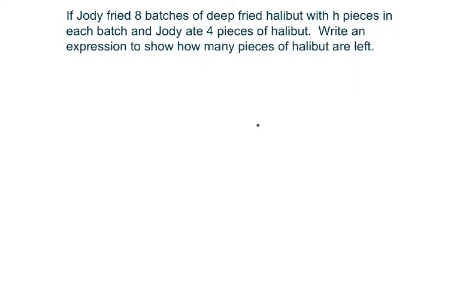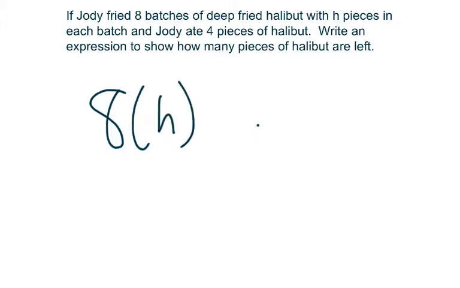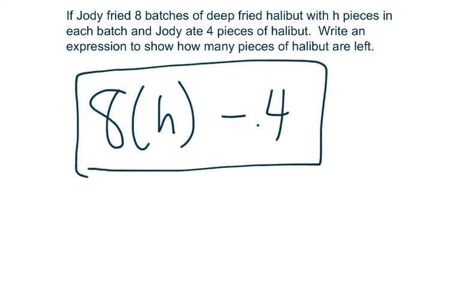Next, Joey fried 8 batches of deep fried halibut with 8 pieces in each batch. And Jody ate 4 pieces of halibut. Write an expression to show how many pieces of halibut are left. So she did 8 batches with 8 pieces in it. While she was cooking this, she took 4 pieces out from the total. And so this is your expression. 8 times H tells you how many that she cooked in total, but then she took 4 away, and so that will show how many are left after she ate her 4 pieces.